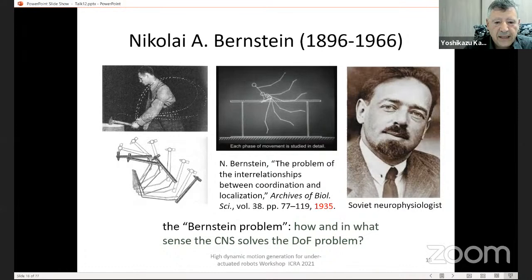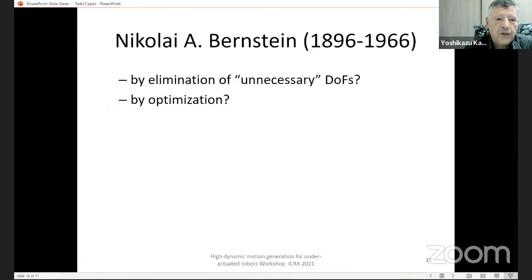So he called this the degree of freedom problem. It is known now as Bernstein's degree of freedom problem. He was wondering, how does the central nervous system deal with this degree of freedom problem? By elimination of unnecessary degrees of freedom, it was rejected. This is not. By optimization? Our brain does not have time for optimization.